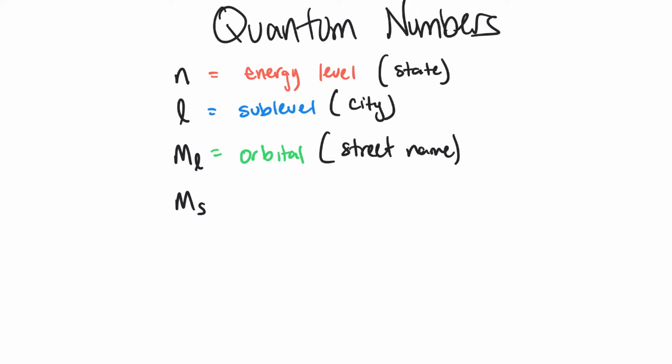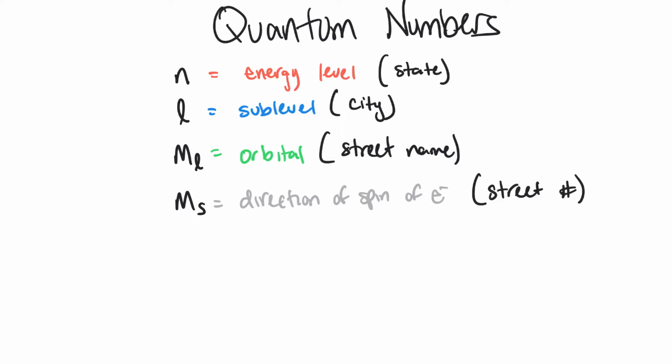The last one is going to be just a little bit different. m sub s basically talks about the direction of spin of the electron, and in a sense, you could think about this as the street number. So now we pinpoint which electron we are talking about, or in the sense of the cops chasing you, we are pinpointing exactly which house, or where your residence is.